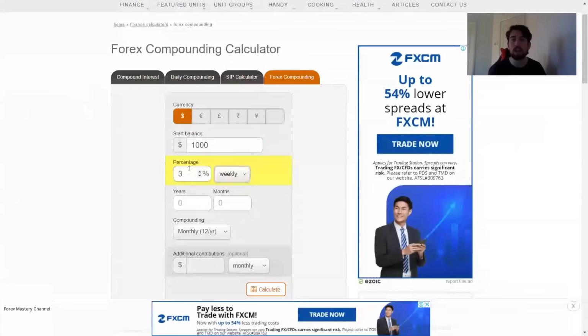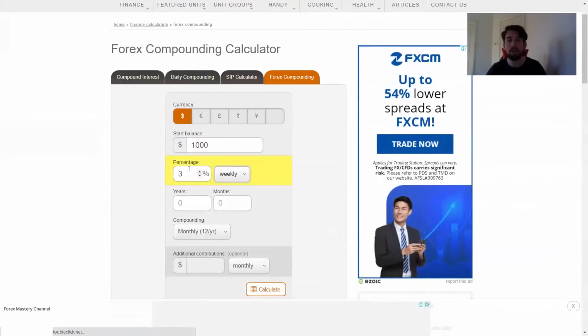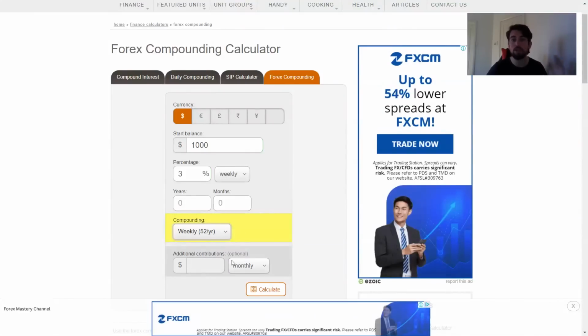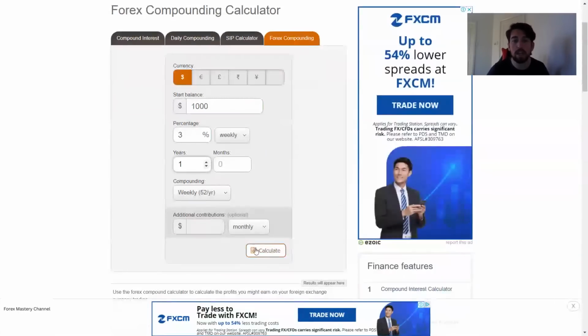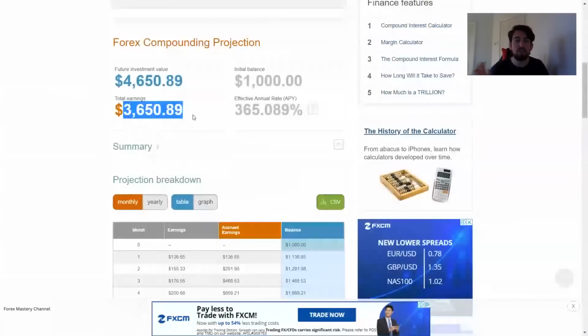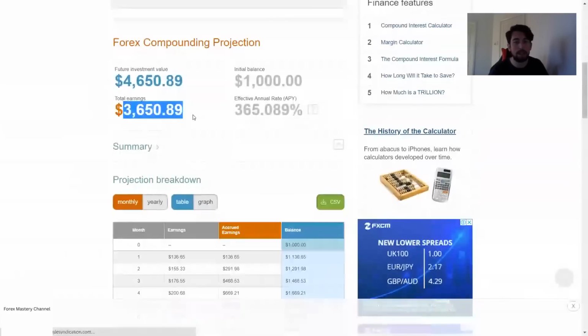No one says within the Forex world, I'm going to make 20 bucks or I'm going to make 1,000 or 3,000. And I'll tell you why right now. We always talk about percentages and say it's going to be a weekly compounding because we're making that 3% a week. We're not going to add any more additional contributions, which you could do at any point in time. But let's say we did that for a year, right? We made 3% a week, every week for a year. How much money would we make? $3,650. Well, we'll get into why that's a bit more important in a second.